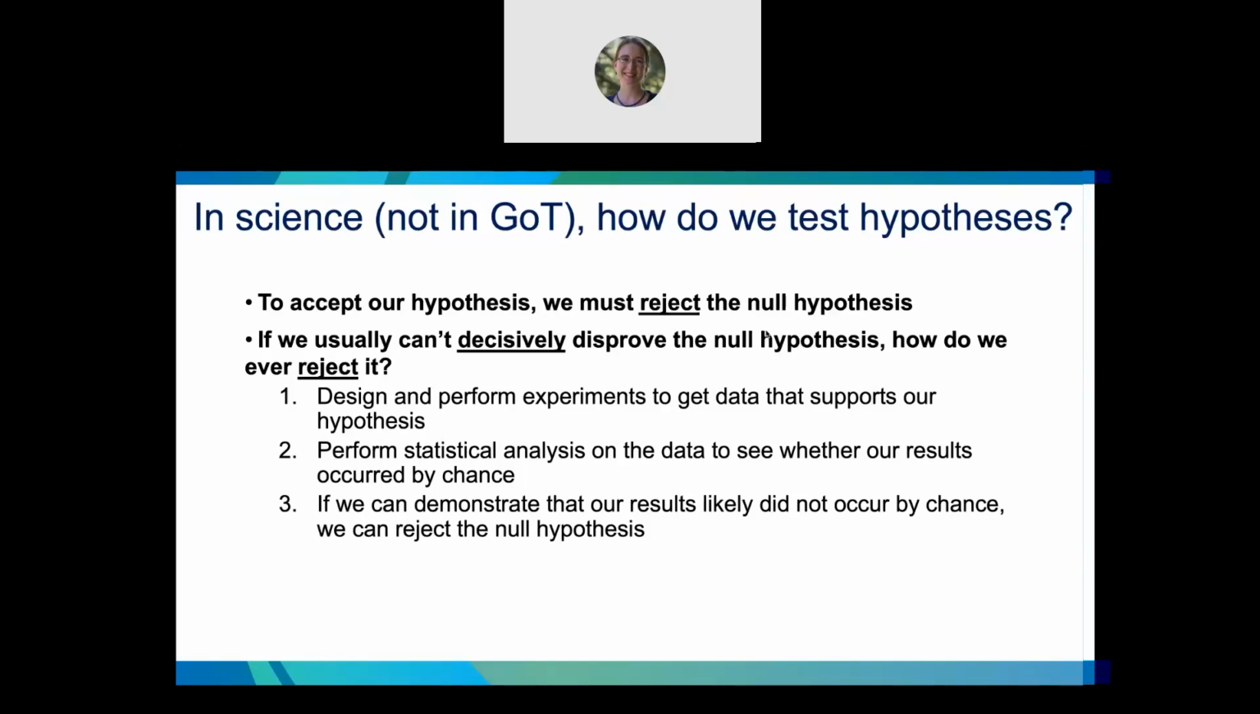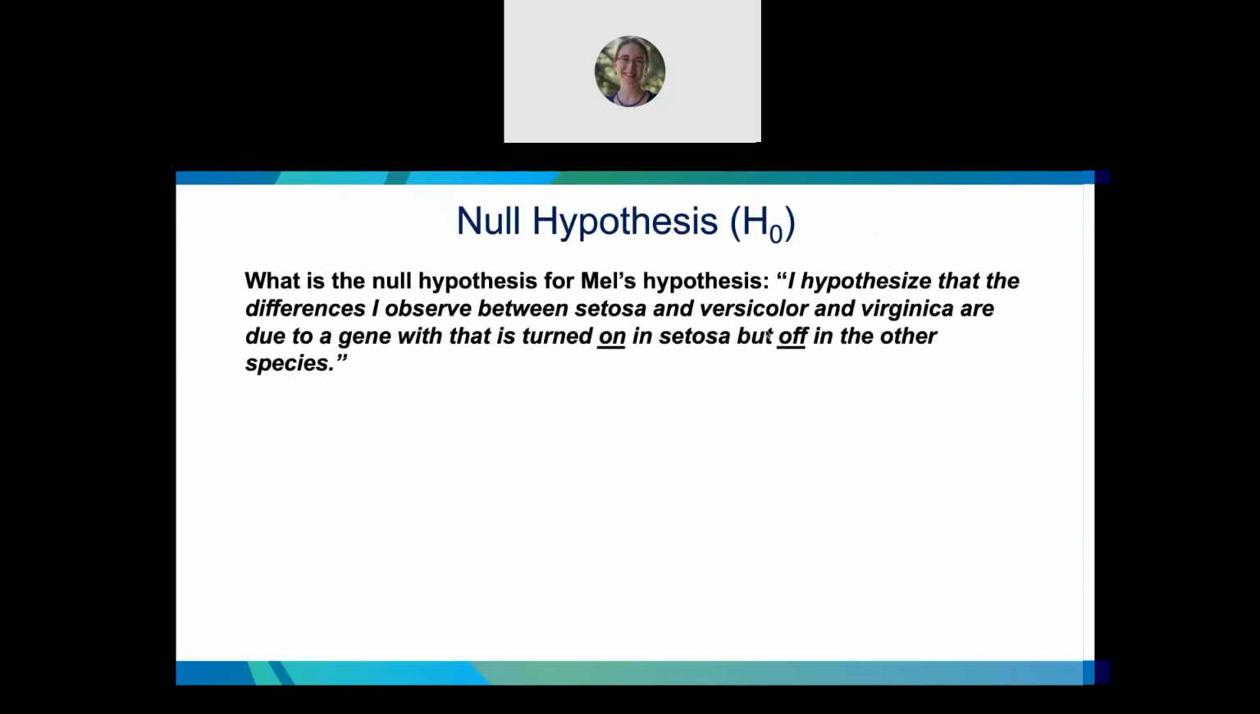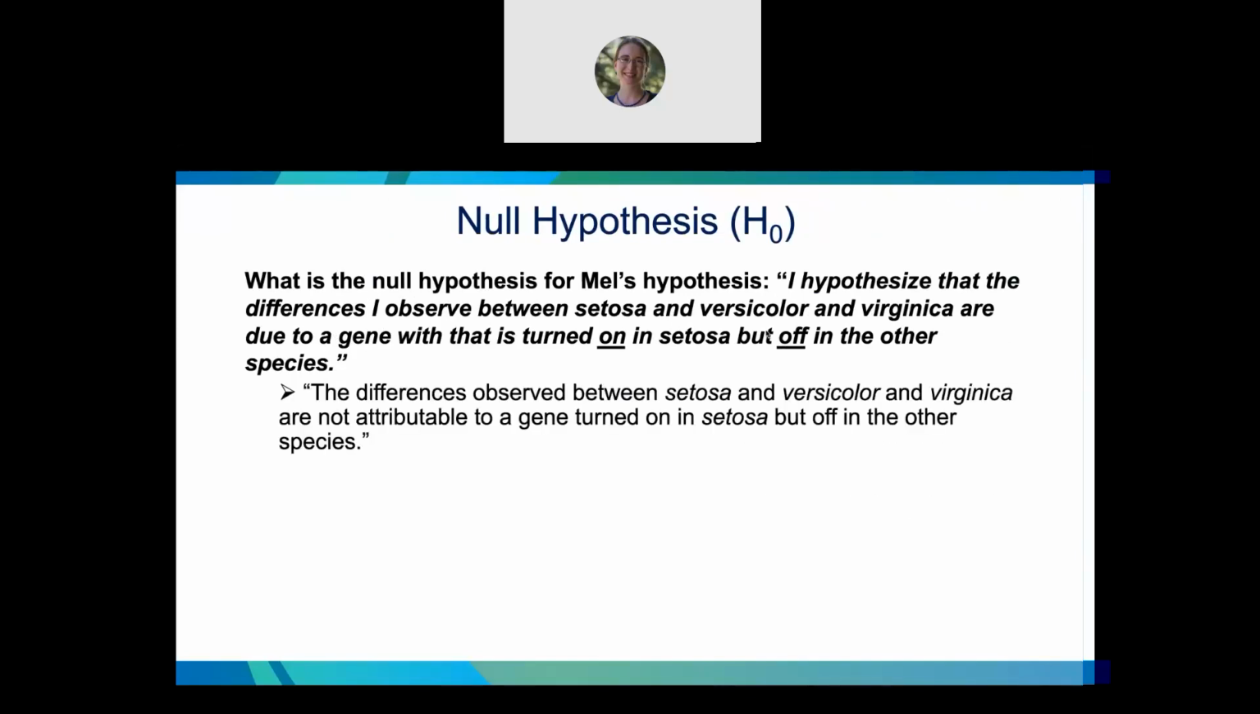So for example, what would the null hypothesis be for Mel's hypothesis? So Mel's hypothesis, I reworded it here. I hypothesize the differences I observe between Setosa and versicolor and virginica are due to a gene that is turned on in Setosa but off in the other species. So one null hypothesis could be the differences observed between these species are not attributable to a gene turned on in Setosa but off in the other species. So it's basically just the opposite statement.